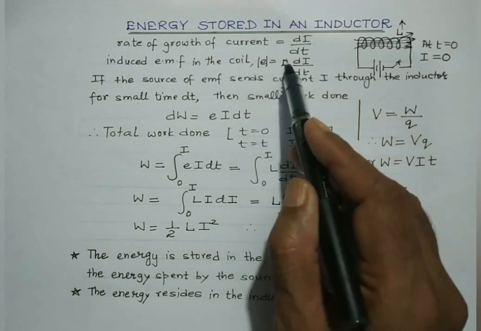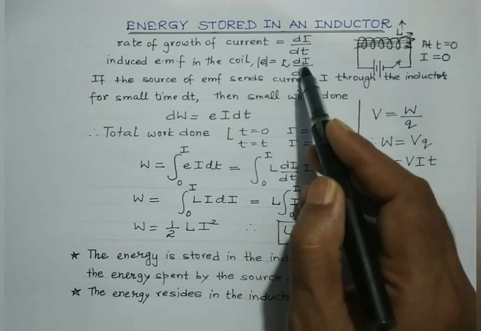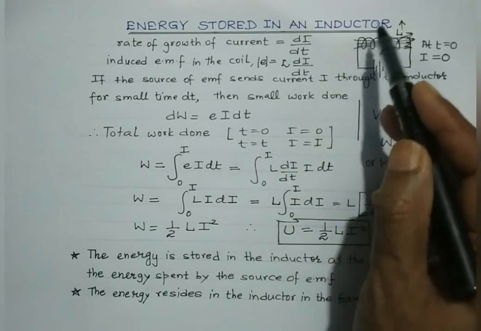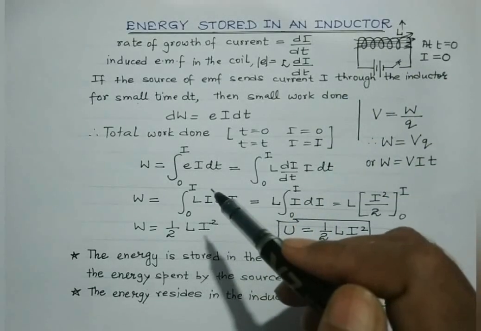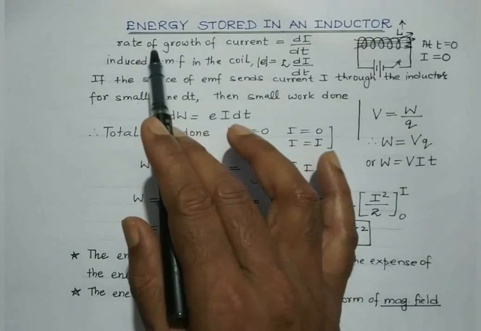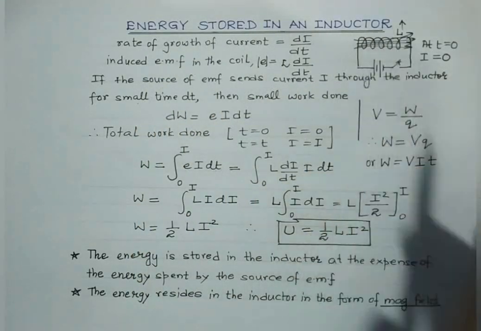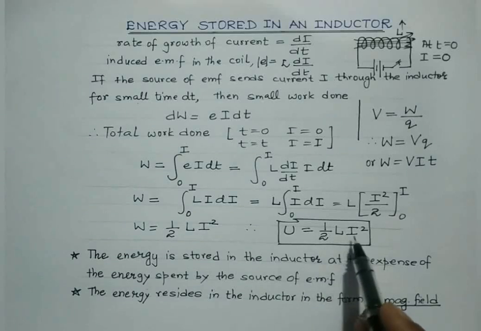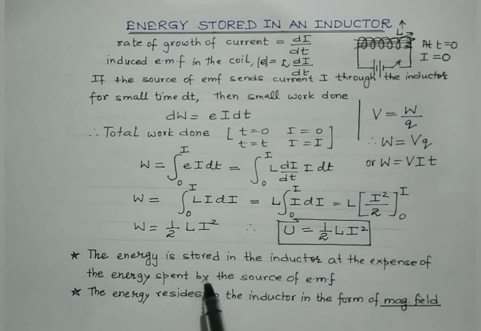In magnitude, it's given by E equals L di by dt. Di by dt represents the rate of change of current through the coil. Clear? And then obviously we have done the topic of energy stored in an inductor. The formula is half L I square. And the energy stored in the inductor is always in the form of magnetic field.